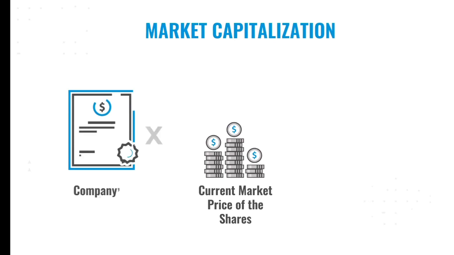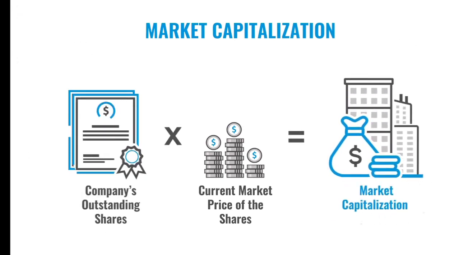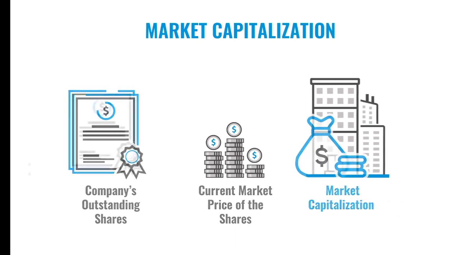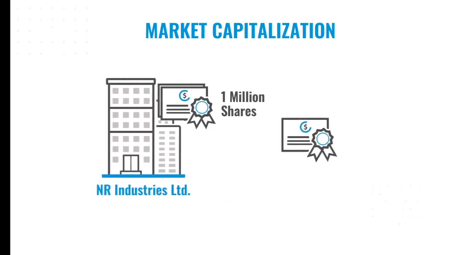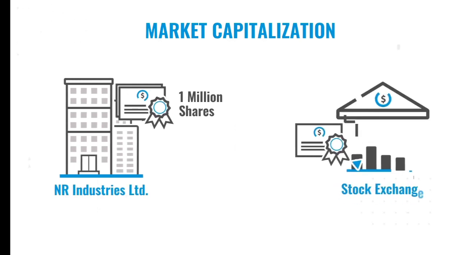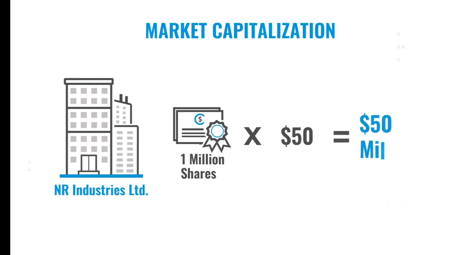Market capitalization is the market value of a company's outstanding shares and is used to determine a company's size. Let's understand this through an example. If NR Industries Limited has 1 million shares, currently trading at $50 each, in the stock market, the market capitalization of that company would be $50 million.